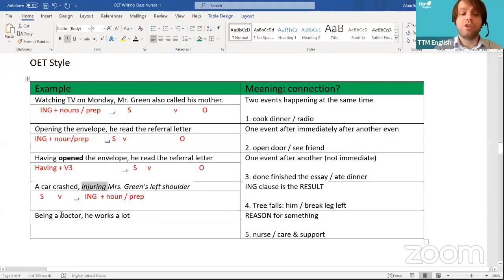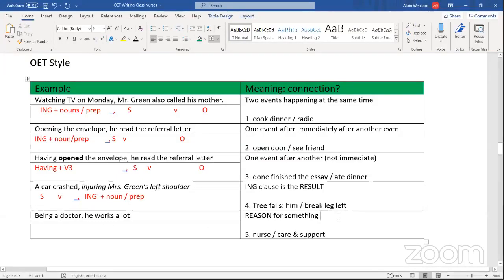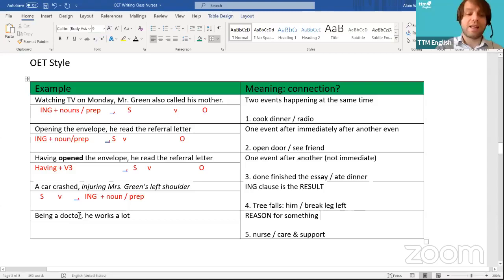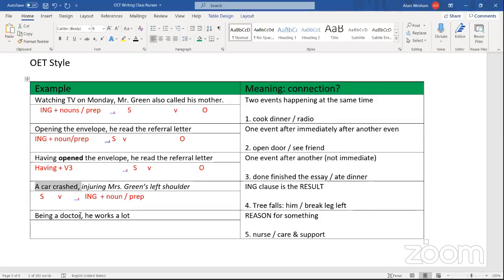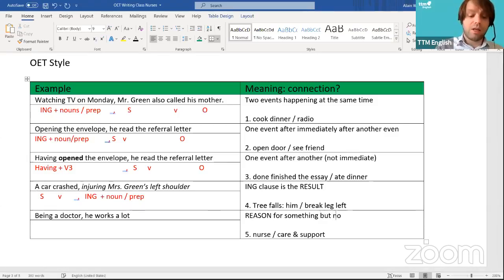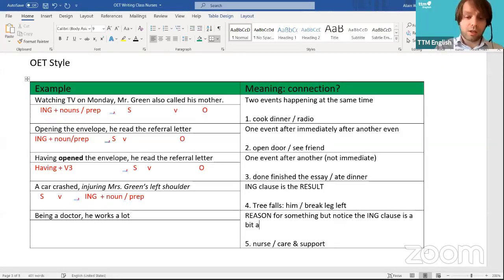But in this one, ing is the what? The reason. But it's like causing, isn't it? Yeah, but you see here that the ing clause is causing the effect. You see what I mean? But in this one, the ing clause is the effect. You see the difference, guys? So here, this is the reason for something, but notice the ing clause is a bit like a cause, okay? Not the result.